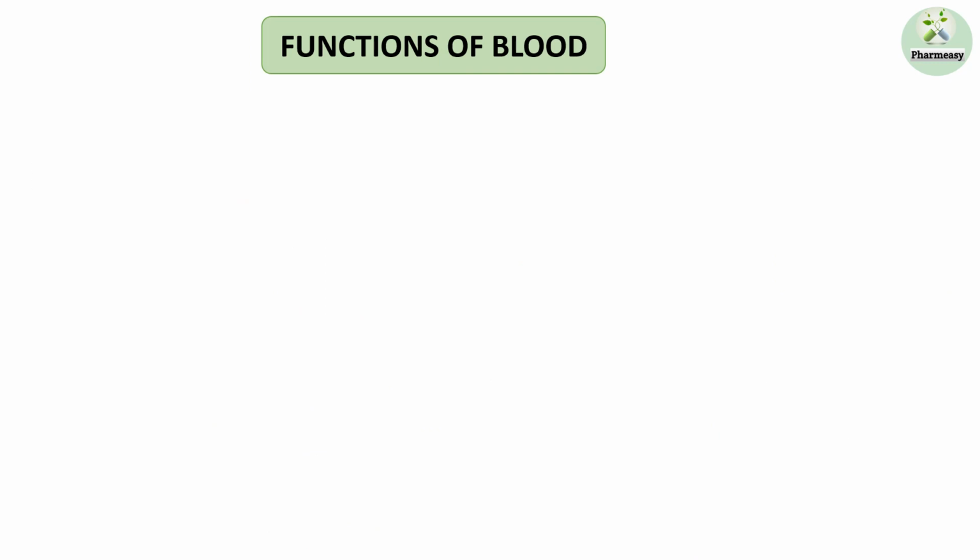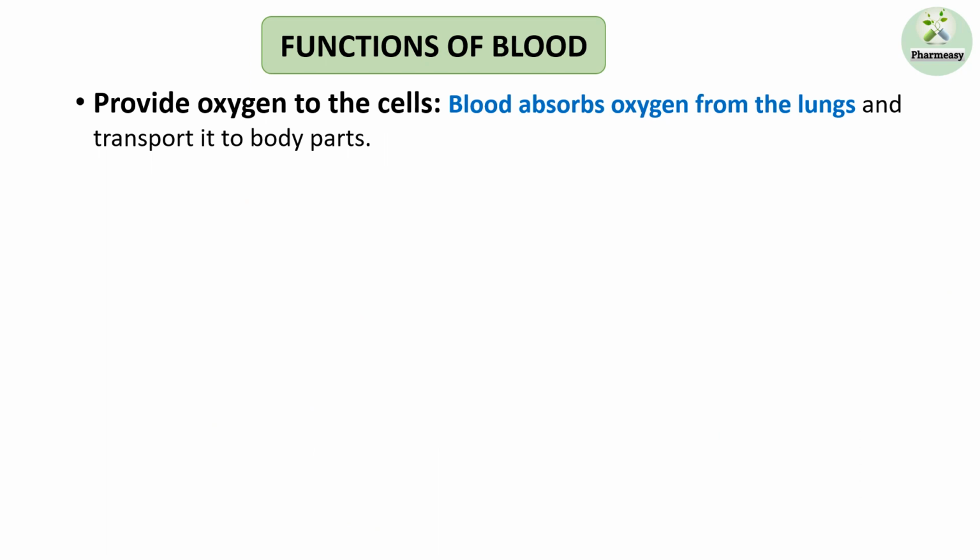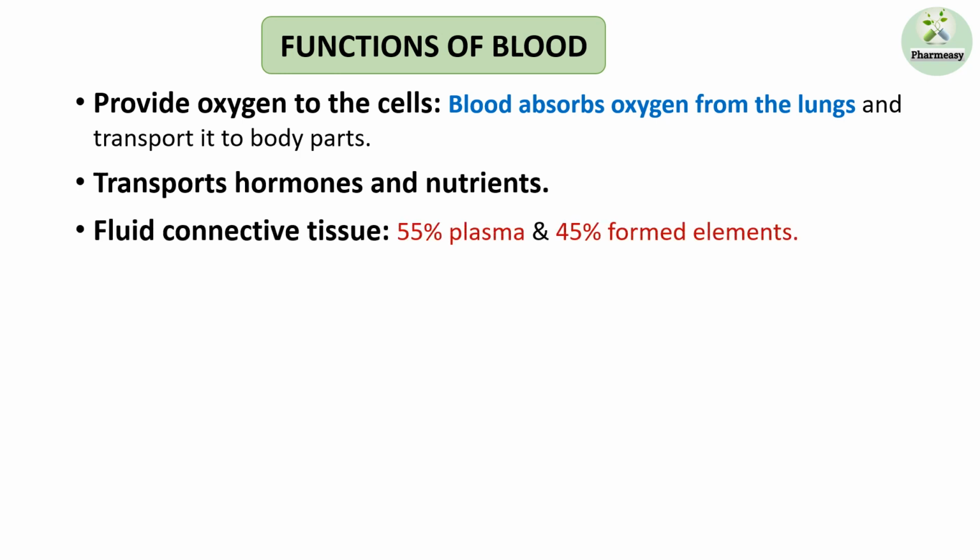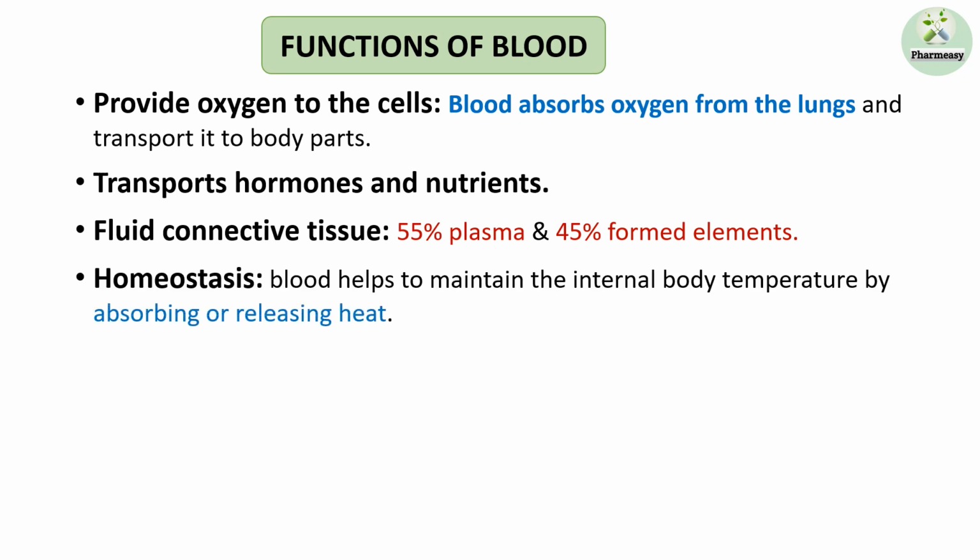Our next and important topic is functions of blood. Blood provides oxygen to the cells as it absorbs oxygen from the lungs and transports it to the various body parts. Transport hormones and nutrients. It is a fluid connective tissue as it contains 55% of plasma and 45% of formed elements. Blood also helps in maintaining the internal body temperature by absorbing or releasing heat, which is known as homeostasis.